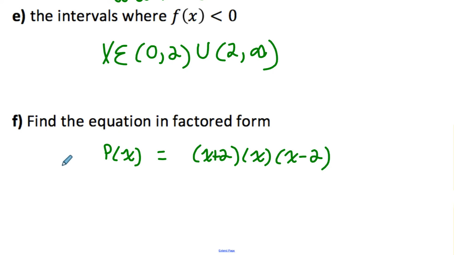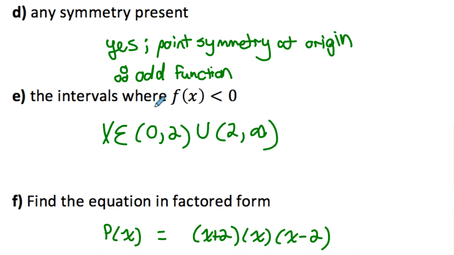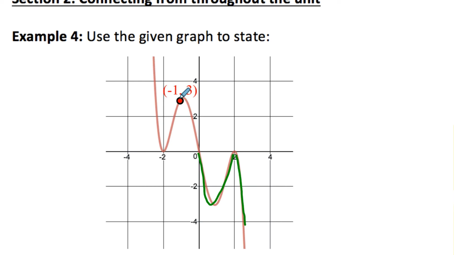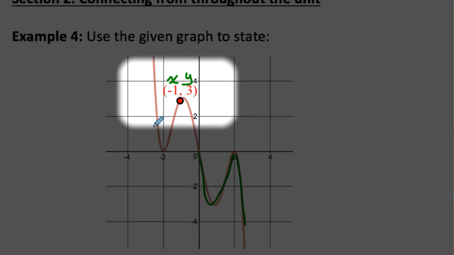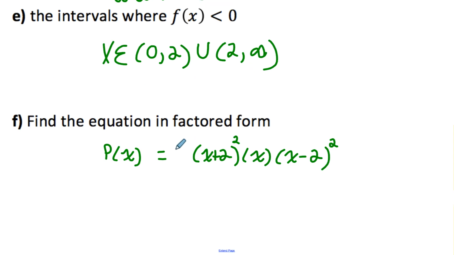Now I have to make sure I put the right exponent on each of those factors by checking the orders. So the x plus 2 factor and the x minus 2 factor will be order 2, and the x factor will be order 1. So I have to put a squared on both of those. Now there's an infinite number of functions that have those x-intercepts of those orders. I need the very specific version of this function that goes through this xy point right here, point negative 1, 3. So I have to figure out what stretch factor I have to put in there to make sure it goes through that point negative 1, 3.